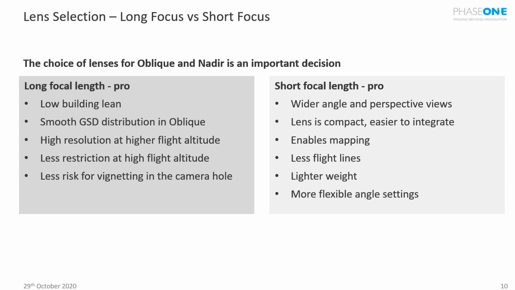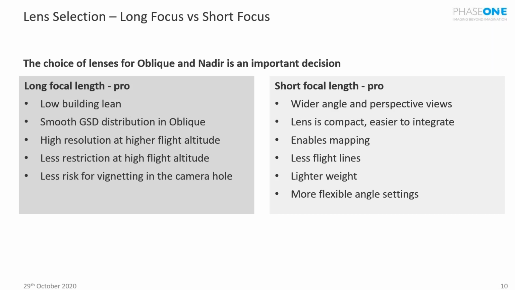altitude. And when we fly high, we have less restrictions, because when we fly low over cities, we have a lot of restrictions. And because long focal lengths mean lower opening angle, we have less risk of vignetting in the camera hole.